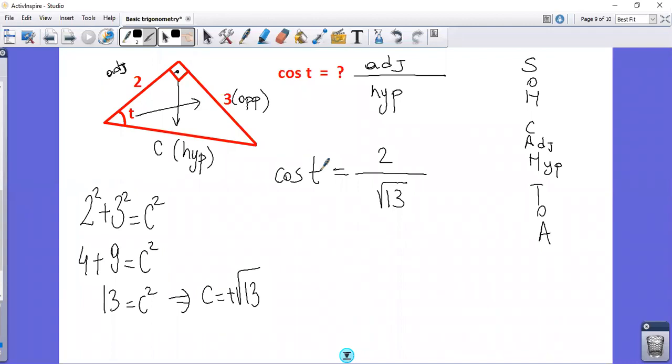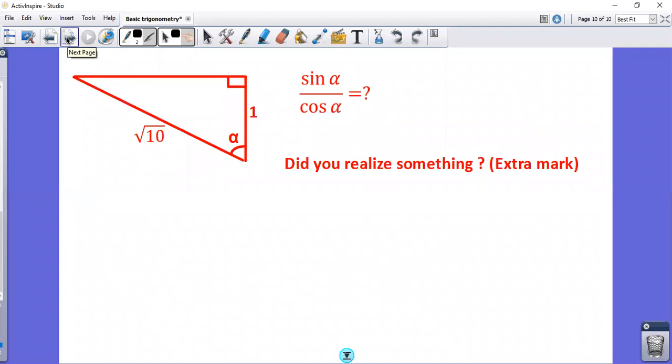We can also rationalize the denominator. So 2 over root 13 times root 13 over root 13, which is 2 root 13 over 13, is also cosine of T. So that was the last question.